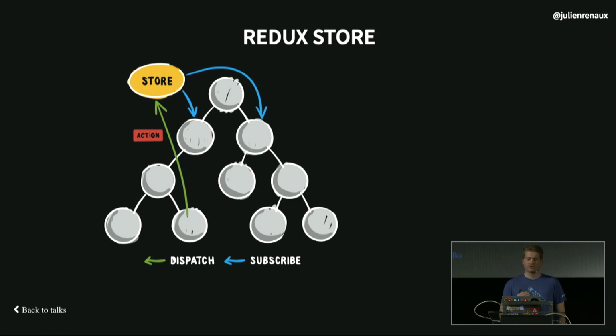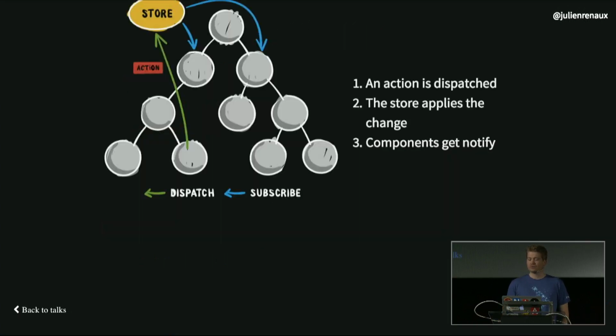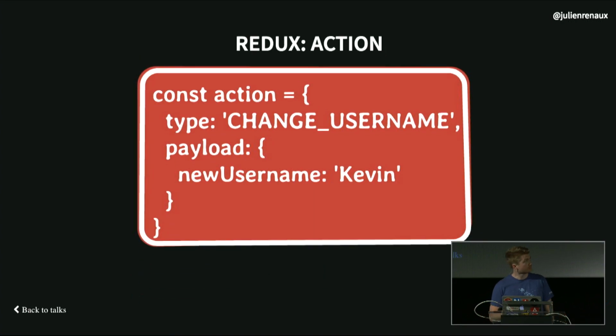So let's explore the lifecycle pattern a bit deeper. When a component needs to change the state of the app, it orders a change by dispatching an action. Okay? That's the only way to change the state in Redux. The store then applies this change. And to finish, the store notifies the components that subscribe to its changes. Okay? So let's see now what's an action and how we can update the store with it.